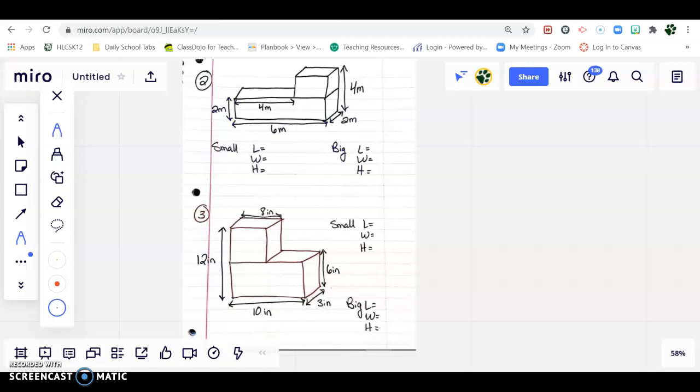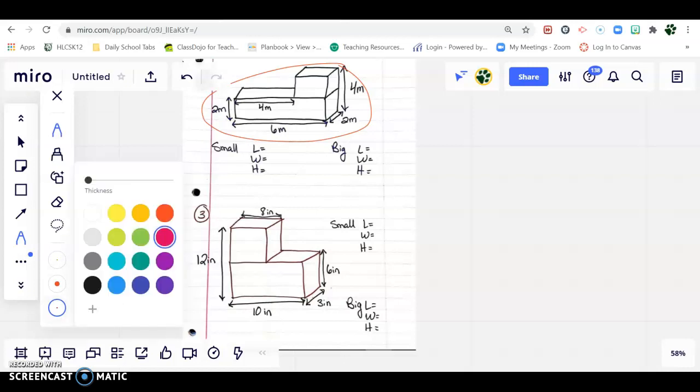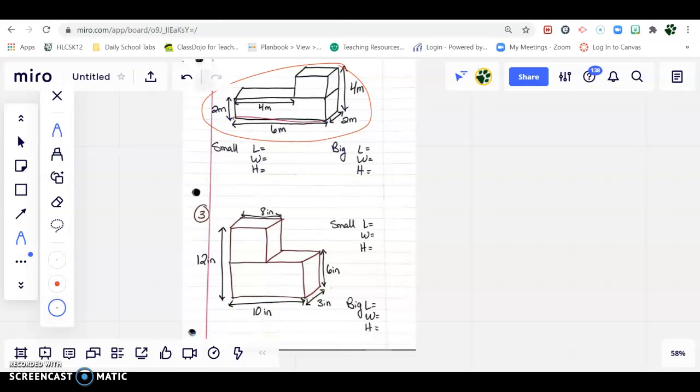So for number 2, you're looking at this irregular shaped prism right here. So we're going to start by identifying the length, width, and height of the large box, and then the length, width, and height of the small box, calculating those two volumes and then adding them together. So if you look at the big box, the length of my big box right here is 6 meters. So I'm going to write down 6 meters.